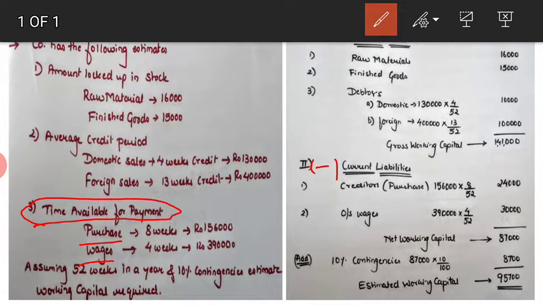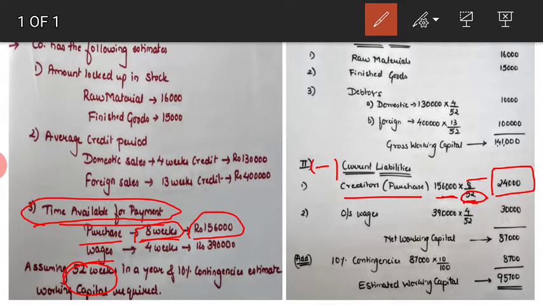That means you have purchased goods and you are going to pay for it after some time. So time available for payment is 8 weeks. That means you are going to pay it after 8 weeks. So right now they are creditors to you, and creditors are current liabilities. So how do you calculate creditors? Purchases of 1,56,000 is your total creditors. You want it only for 8 weeks because the time available for payment is 8 weeks. So 1,56,000 into 8 divided by 52. I hope you're clear with this 52. 52 is the total weeks in a year, which we have already discussed. So 1,56,000 into 8 divided by 52 gives you 24,000. So your estimated working capital for creditors would be 24,000.